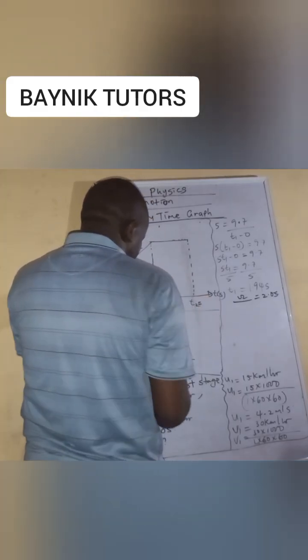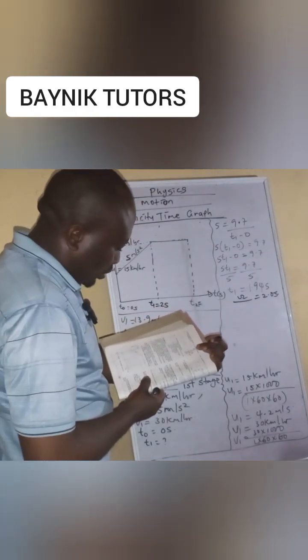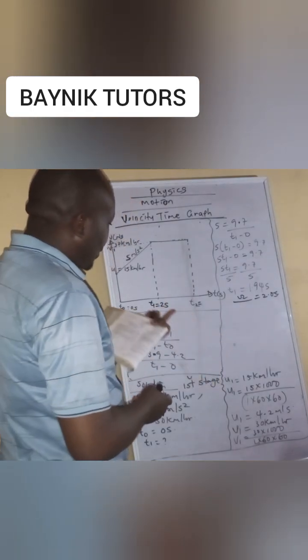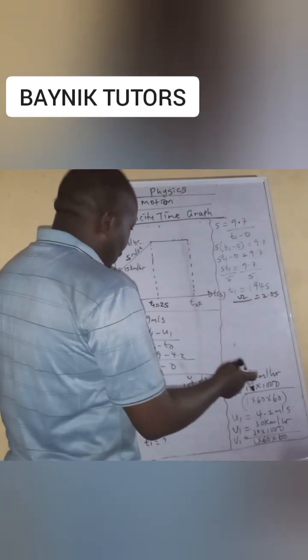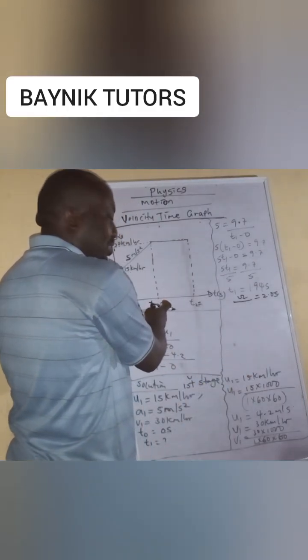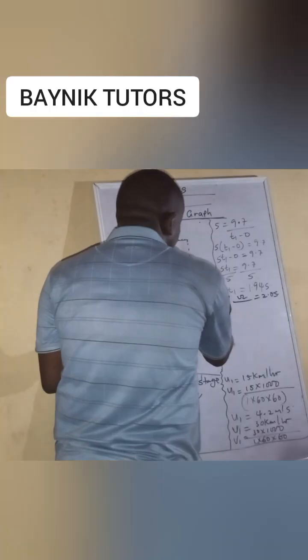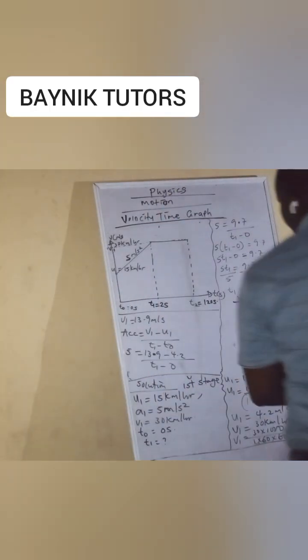Then our T2, we were told from the question that it maintained this speed for the next 120 seconds, or 2 minutes. Since it maintained the speed for the next 2 minutes, we add 120 to this. So here T2 will be 120 seconds. So that's settled. I'm sure that's clear.